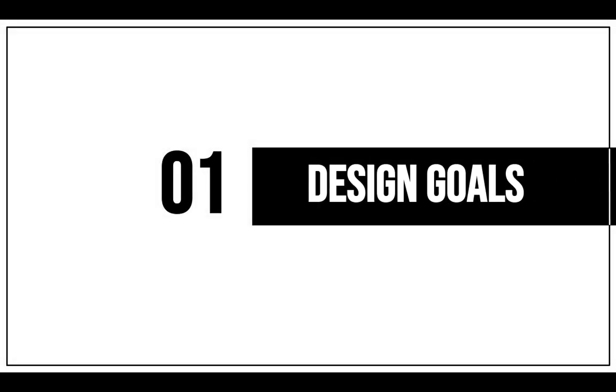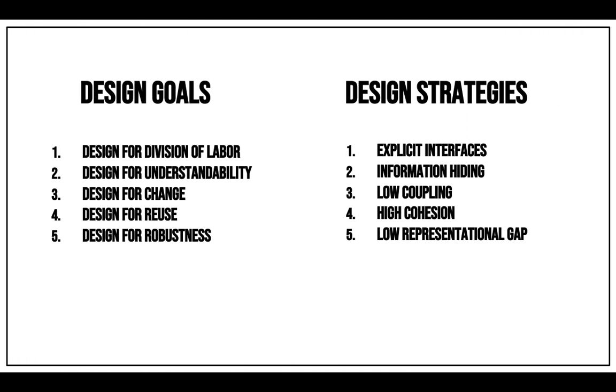We start with the design goals. So to design the system, we have 5 design goals and 5 design strategies. For the design goals, we have first the division of labor, that means limit interactions and apply modular decomposition. Number 2 is designed for understandability, that is understand, maintain, debug and test models locally, ideally in isolation.